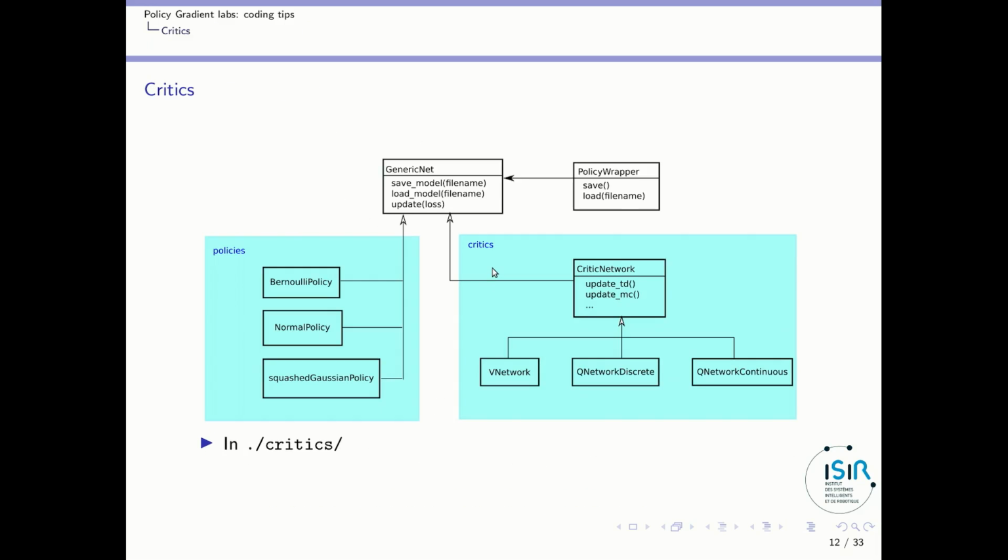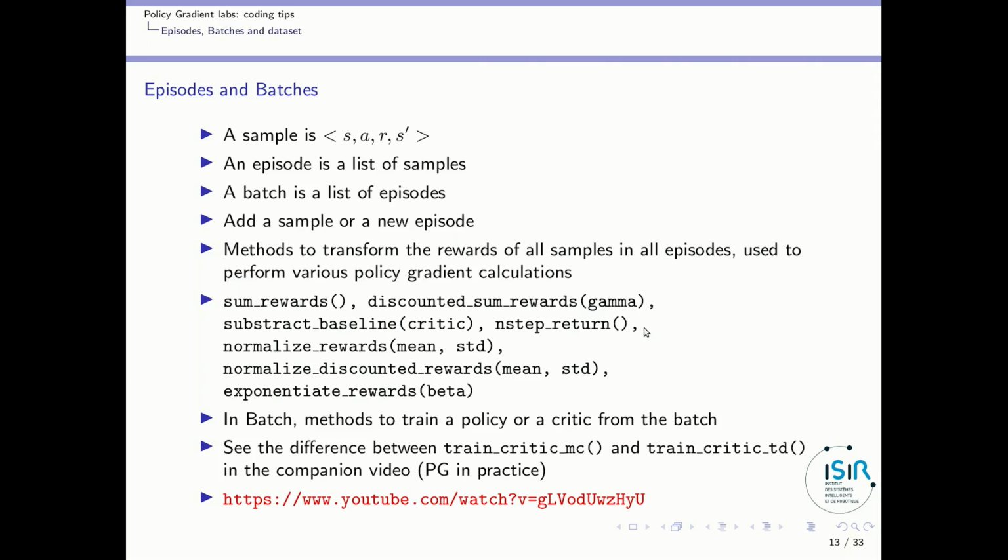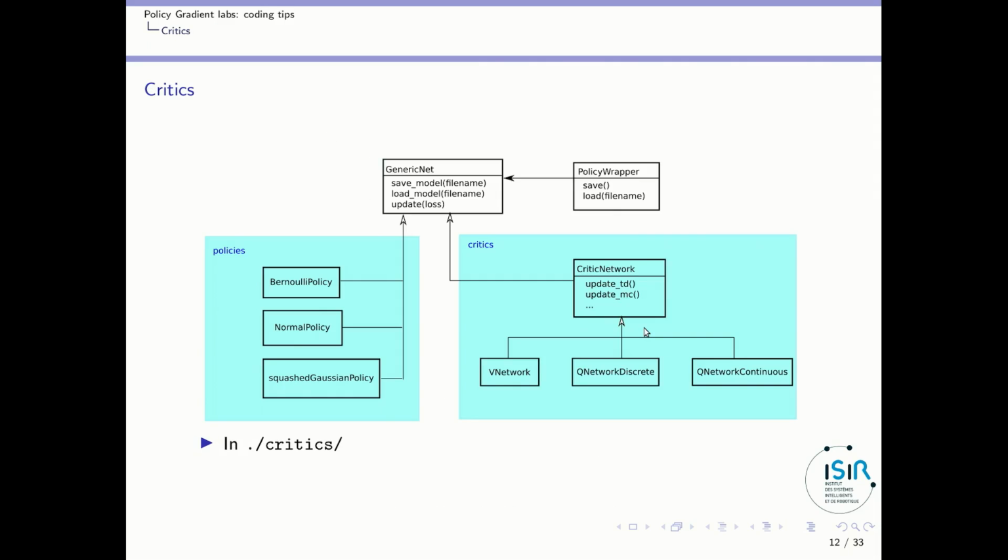Sorry, so a word about critics. I already explained to you this hierarchy of classes, so I don't go into the detail. This is very similar to policies. But the functions to train them, this is not train policy gradient. You have update with temporal differences and update with Monte Carlo.